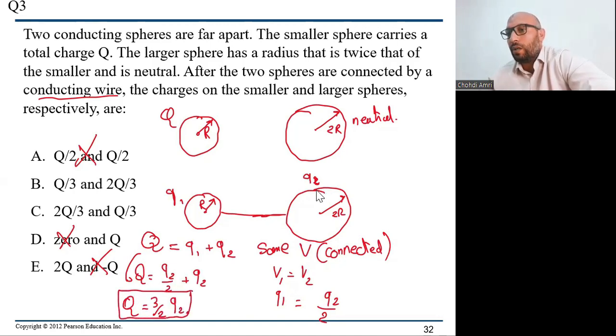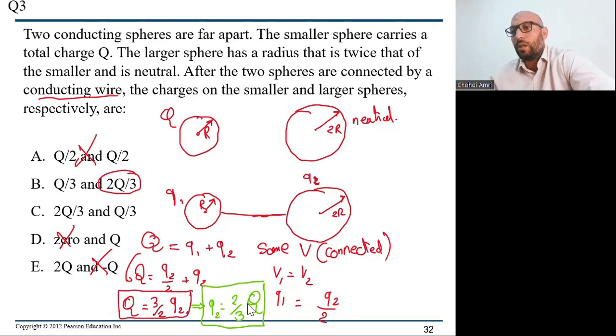The larger sphere has 3 over 2 of the charge. So that means the charges on the smaller sphere and the larger sphere are Q over 3 and, yes, good. That means Q2 equals 2 over 3 of the initial charge. Very good. And this is for the larger sphere.